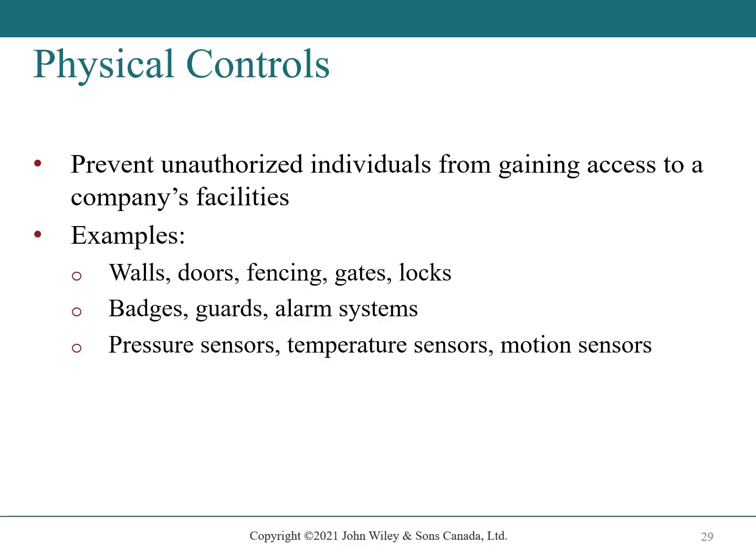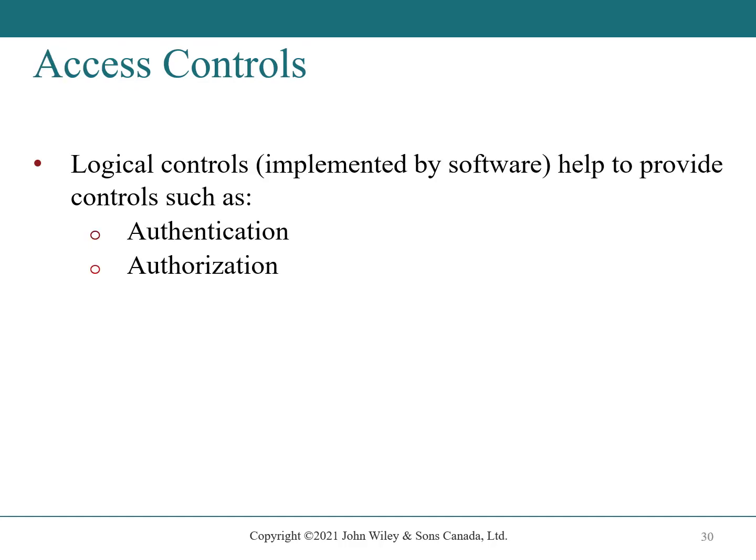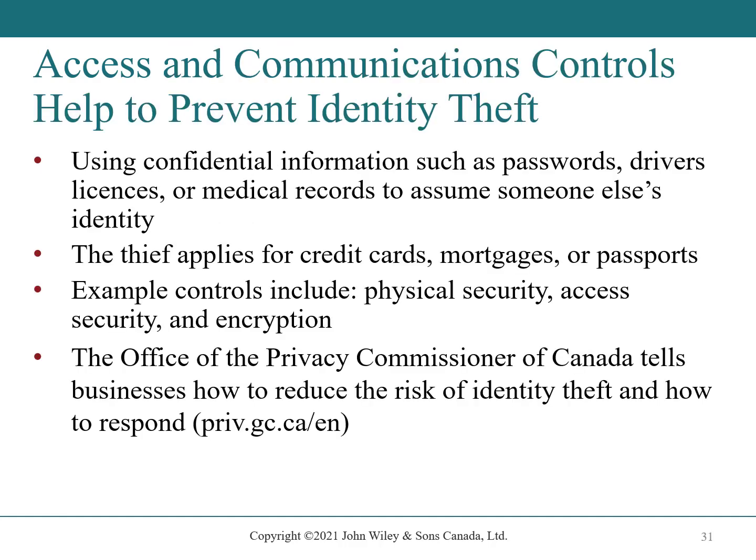Physical controls prevent unauthorized individuals from gaining access to a company's facilities. For example, walls, doors, fencing, gates, and locks, badges, guards, and alarm systems, and pressure sensors, temperature sensors, and motion sensors. Access controls include logical controls, which are implemented by software. They help to provide controls such as authentication and authorization. Access and communication controls help to prevent identity theft.